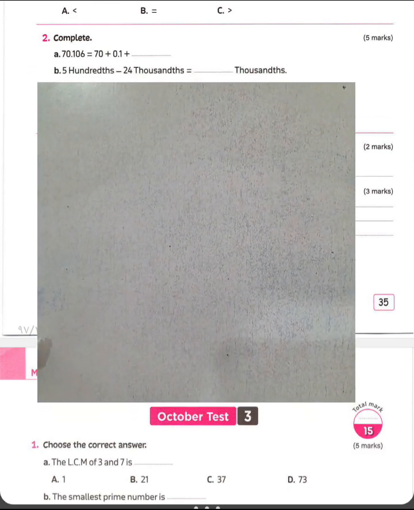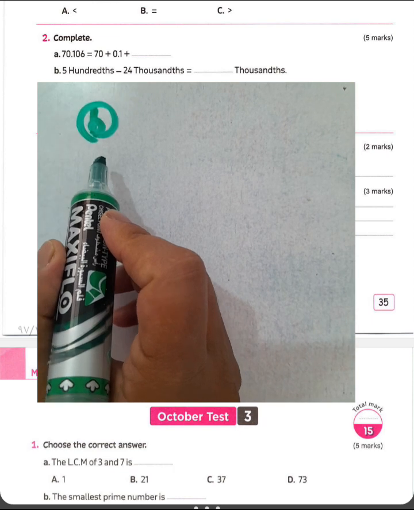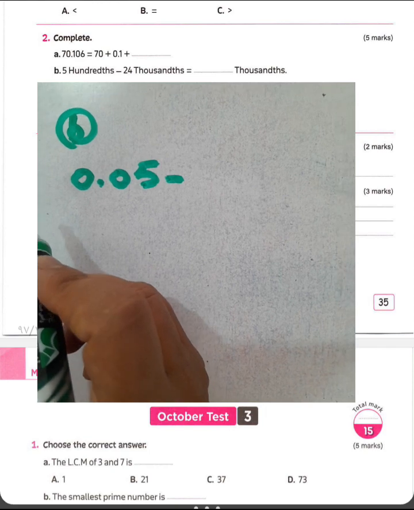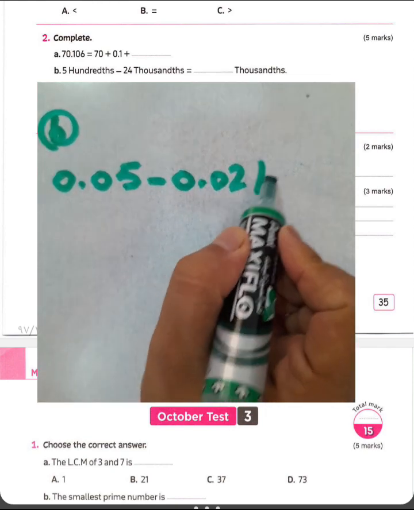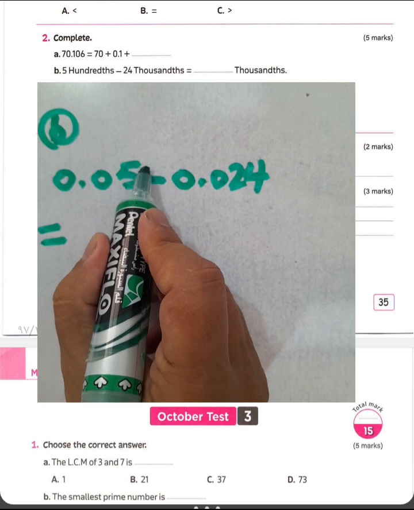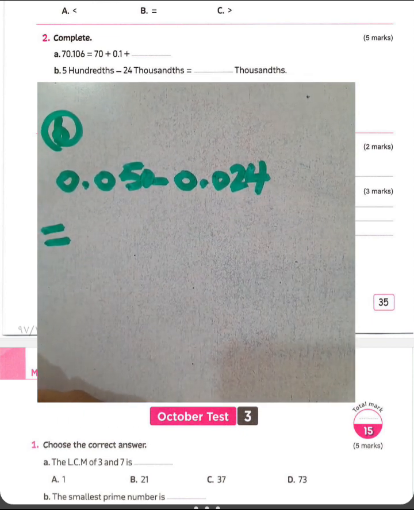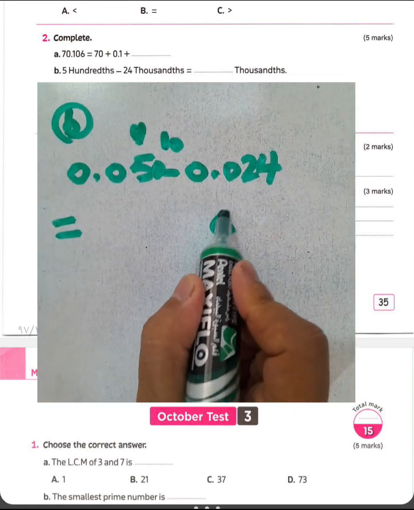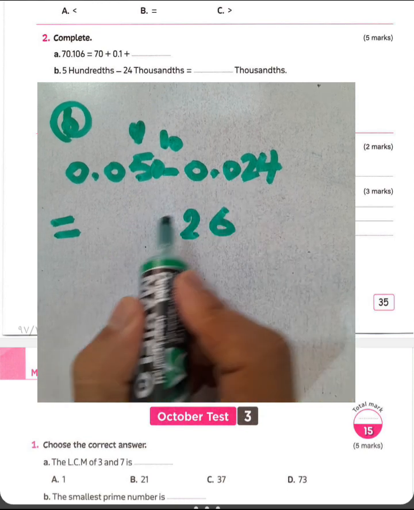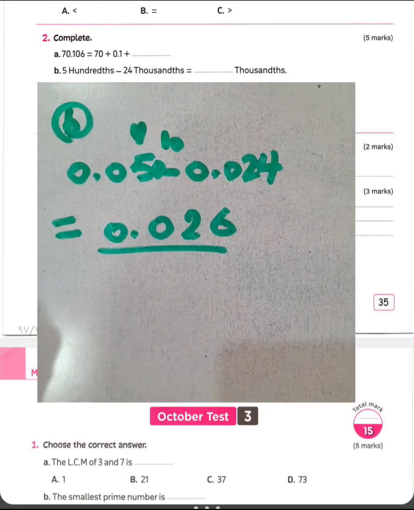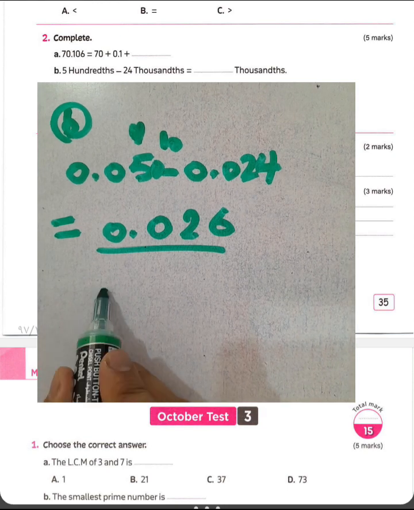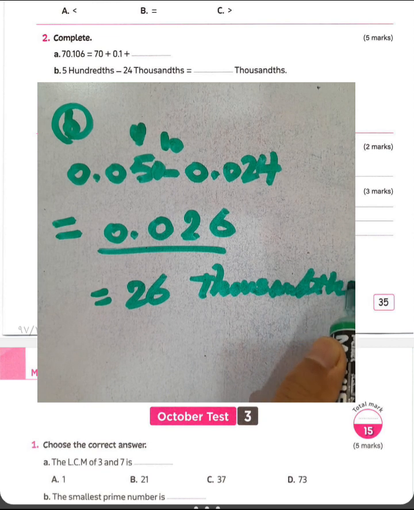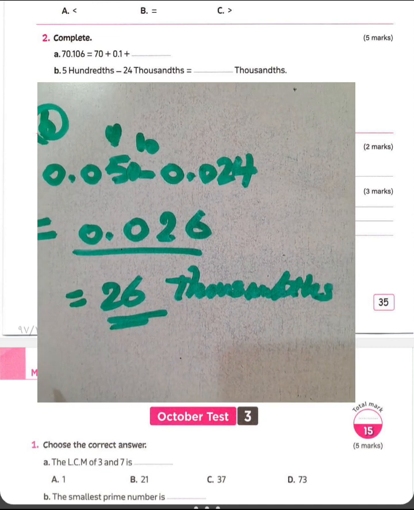Letter B: 500th subtracted by 24,000th. We can find the difference by putting 0 here. 0 minus 4, we can't do it. Pull 1 from 5, it will be 4, and 0 will be 10. 10 minus 4 equals 6. 4 minus 2 equals 2, and 0 minus 0 equals 0. And this number will be 26,000th. We can write here 26 behind this word. The result will be 26.